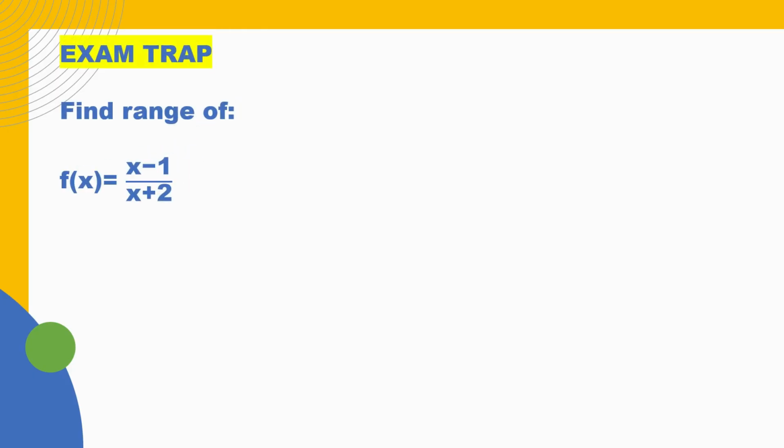Next question, find the range of f of x equals (x minus 1) upon (x plus 2). This question looks simple, but many students make mistakes here because they try to guess the range instead of solving logically. To find the range, we first replace the function with y. Now our goal is simple. Write x completely in terms of y.